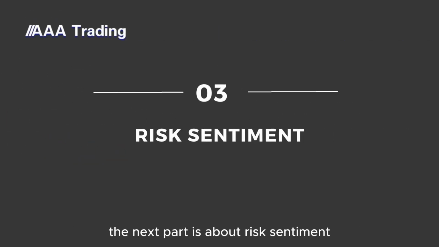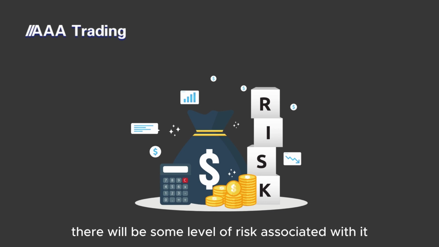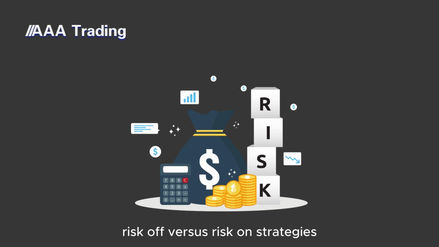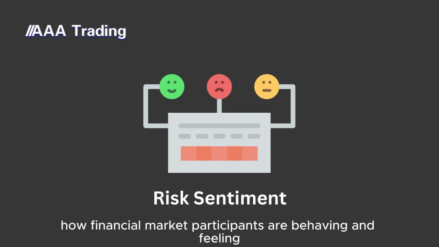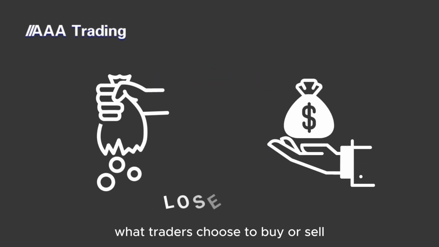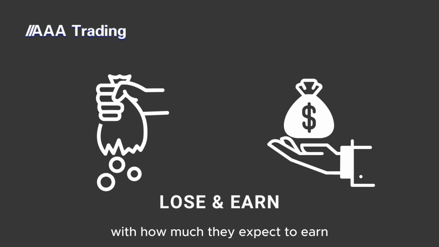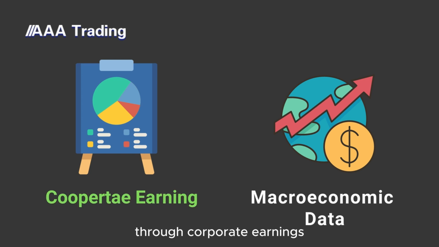The next part is about risk sentiment. Risk is a natural part of investing. Whether the investment is in forex, stocks, bonds, commodities, there will be some level of risk associated with it. Understanding risk will help you when looking at risk-off versus risk-on strategies. Risk sentiment is used to describe how financial market participants are behaving and feeling. What traders choose to buy or sell means balancing how much they are prepared to lose with how much they expect to earn. Traders can often find signs of changing sentiment through corporate earnings.